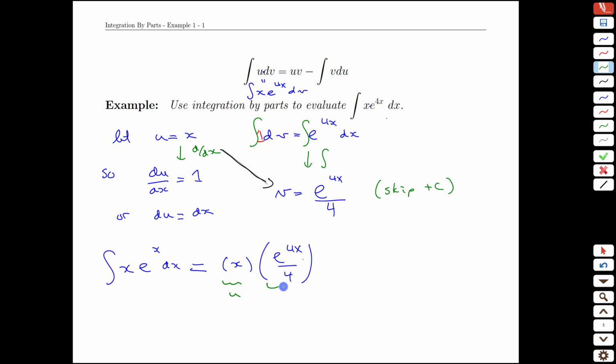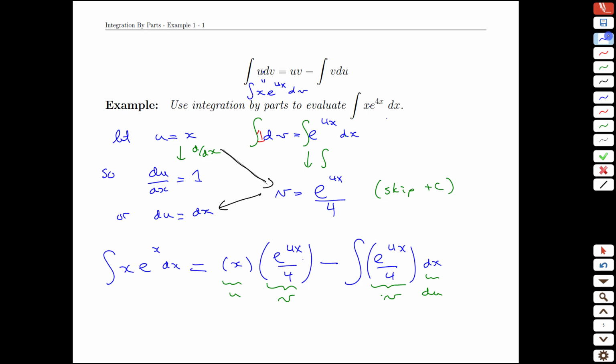U part and v. And then we're going to subtract the integral of v du. And that is just these two elements together here. V is e to the 4x over 4, and du is the same as dx in this example. V du.